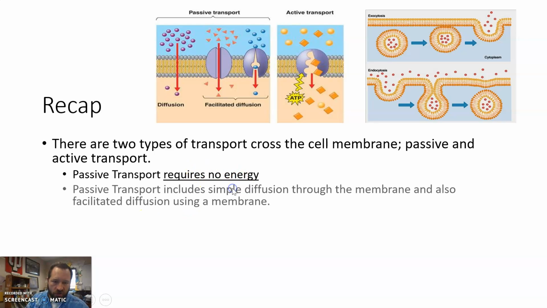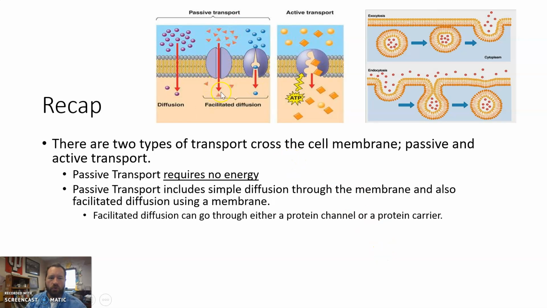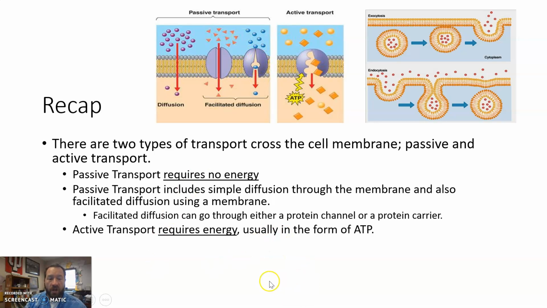Passive requires no energy. Generally works by simple diffusion, and also facilitated diffusion, where you have the proteins that help the molecules move through. Facilitated diffusion is either a channel protein, so see that here, just kind of a protein that doesn't change shape, but lets molecules pass through, or it can be a protein carrier, where it does change shape. Active transport does require energy, and you're usually going to know that because you've got the ATP symbol. There's like a power symbol there.